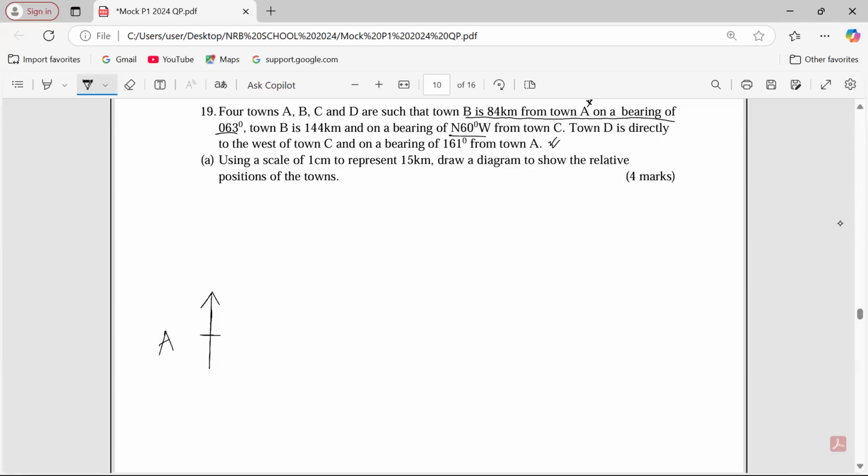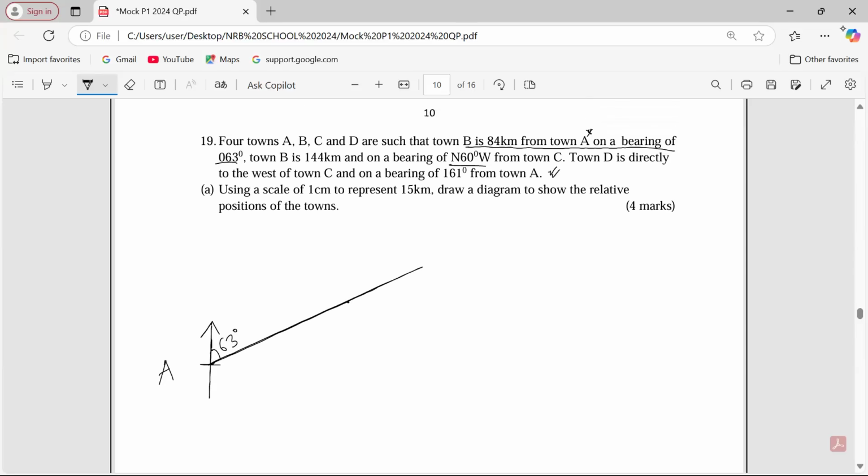While we are at A, we are supposed to measure 63 degrees. Remember, being a true bearing, we're supposed to measure it from the north and in the clockwise direction. That is the meaning of true bearing. Strictly measured from the north and always in the clockwise direction. It can be any angle. Then once we have measured the angle of 63 degrees, we get back to the distance.